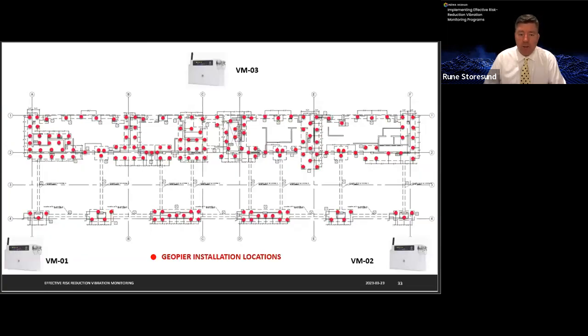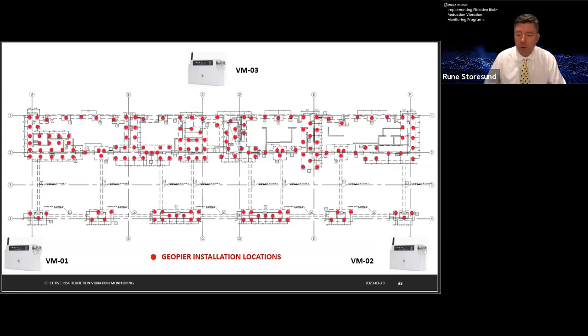So this project consisted of the installation of rammed aggregate piers under new foundations for the structures. About 2/3 of the piers were going to be installed along the northern portion of the site, with the remaining about 1/3 of the improvements at the southern border of the site. For this project, we used the triangulation approach to deploy the vibration monitors.